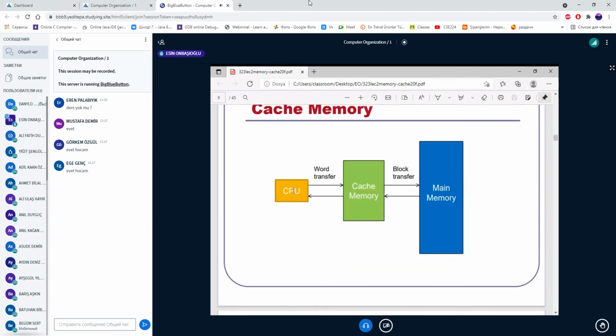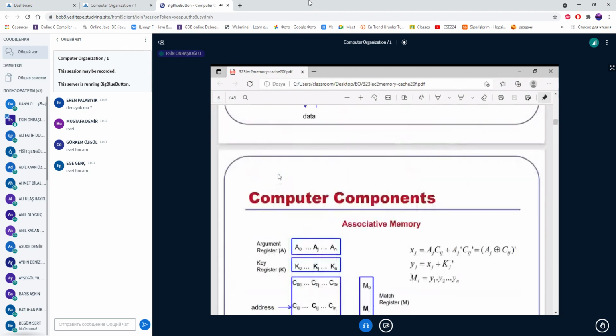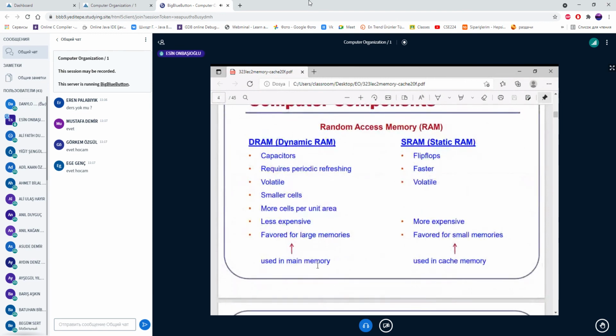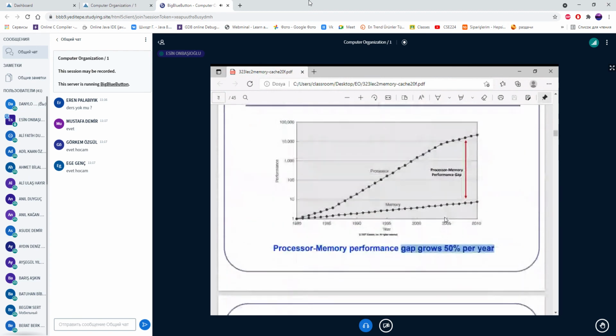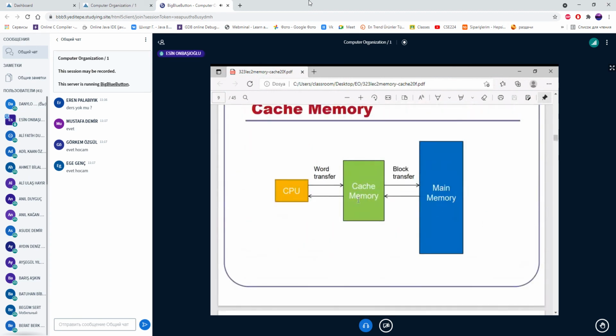As I said, cache memory is a faster type of memory made of static RAM. It is faster, but its size cannot be too large. Cache memory is inside the chip, so it is faster to access than main memory, which is out of the chip. It is made of faster units, but the size of the cache cannot be as large as the size of the main memory.